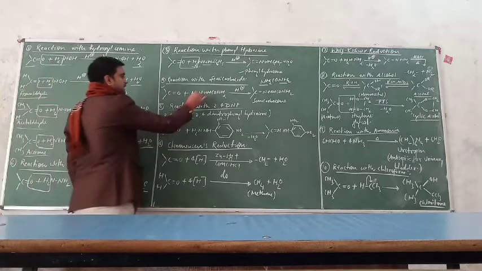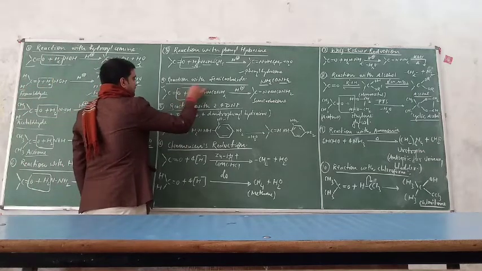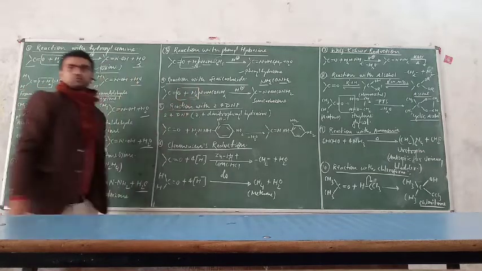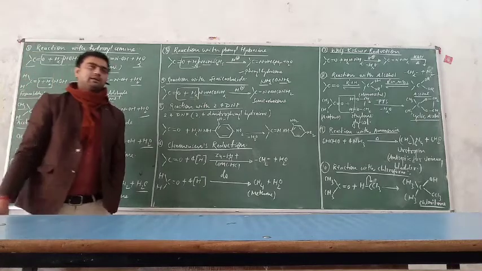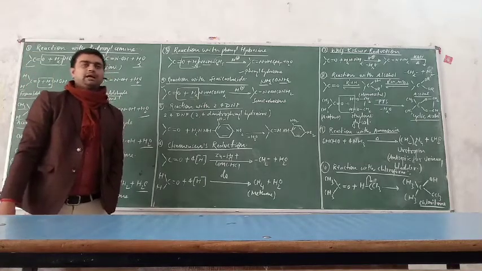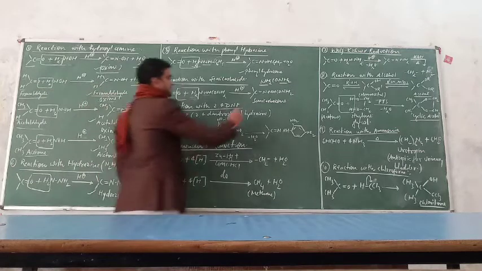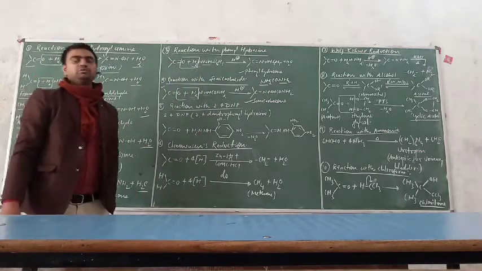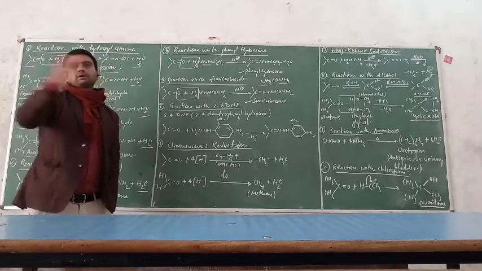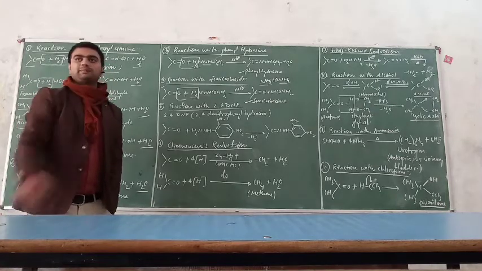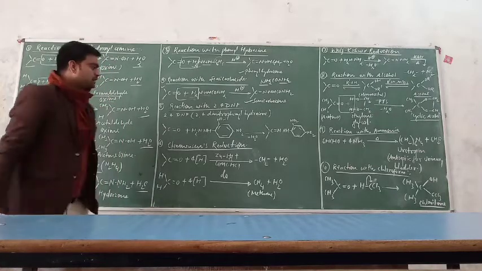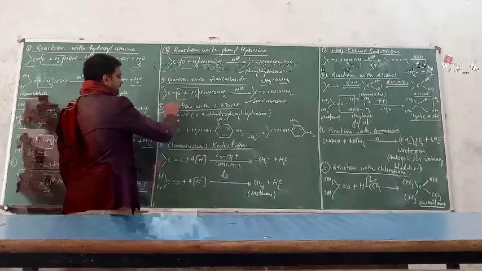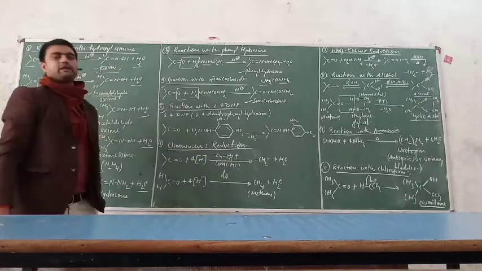And when the semicarbazide reacts with the carbonyl compound, then the two hydrogens of semicarbazide react with the oxygen of the carbonyl and form semicarbazone. This is the semicarbazone. Clear? When you use formaldehyde, it will be known as formaldehyde semicarbazone and so on. Clear? Now I will talk about the reaction with 2,4-DNP.